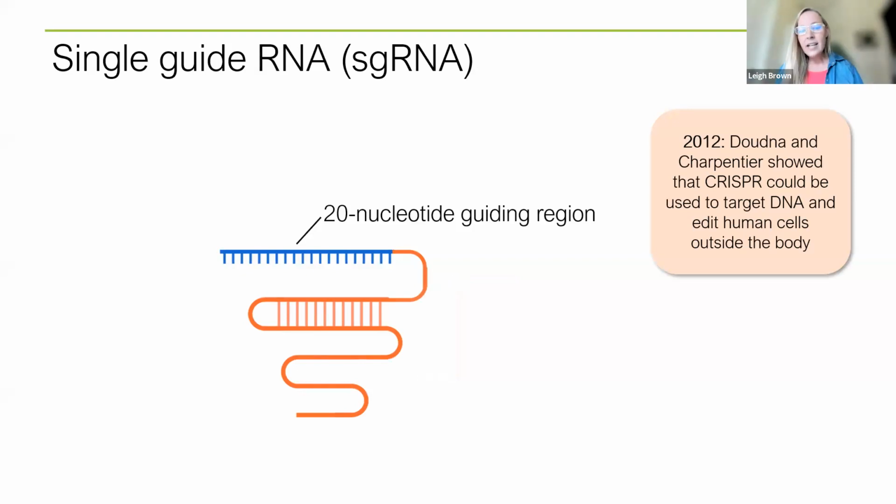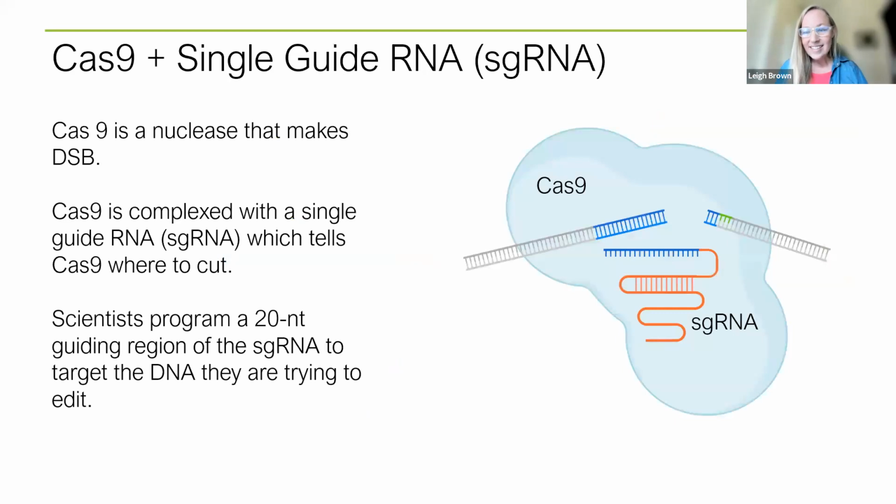You can just order these, and the 20 nucleotide guiding region you can create to target whatever gene or region of a chromosome or a genome that you want. So you have a 20 nucleotide basically recognition sequence now. It's also got that scaffolding region, those hairpin loops. And that was part of their Nobel Prize winning work, the single guide RNA, and using that to target DNA in human cells outside the body. And so that's what got the Nobel Prize in 2020. They published, I believe, in 2018, is that right? I'm going to have to look at my notes now.